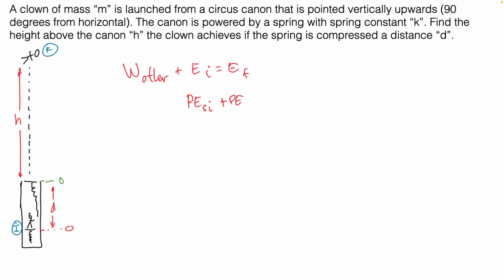What about potential energy gravity initial? Is there any gravitational potential energy at the initial point? Why not? Because we put 0 there, right? That's where 0 is for gravitational potential energy. But there is spring potential energy because we're not at the 0 for the spring at the initial point.